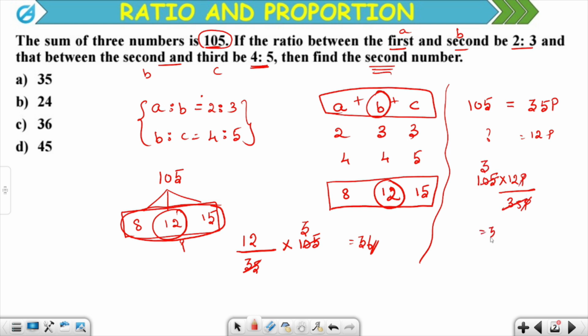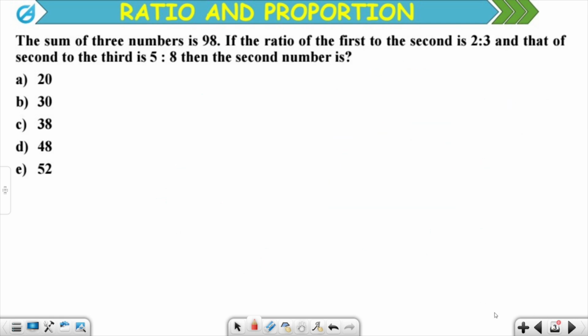So 12 into 3, 36. Okay, next one. See here, the sum of three numbers is 98. The ratio of first to second is 2 is to 3. Okay, first to second is 2 is to 3 and second to third is 5 is to 8.